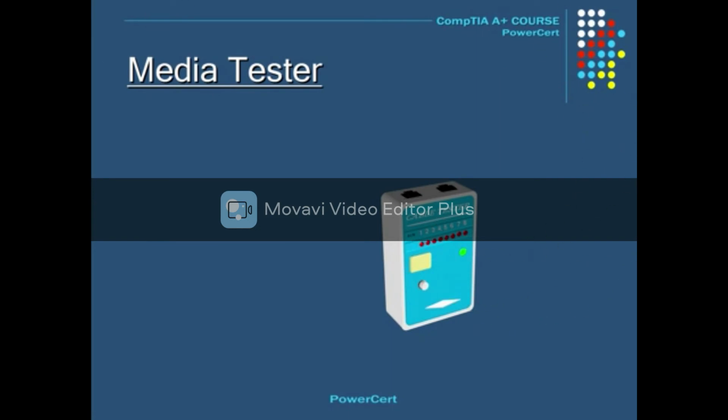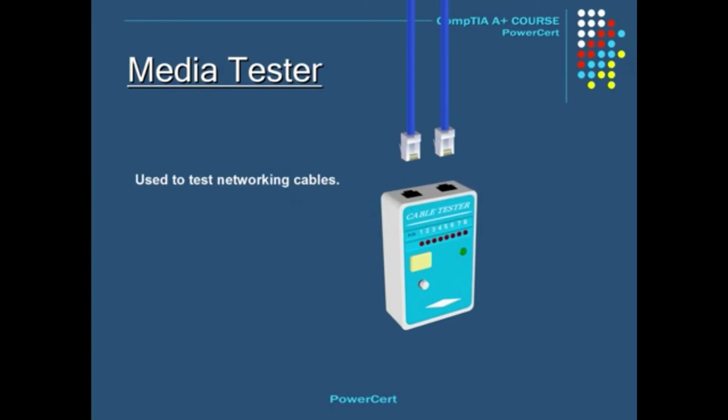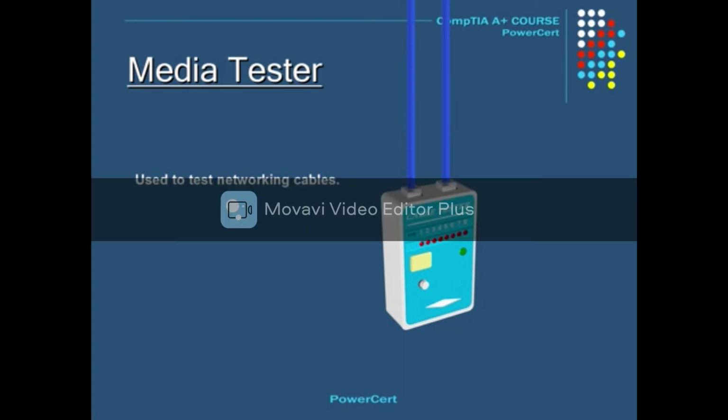Another network tool is the media tester. So after making a custom length cable using your wire crimper, it's a good idea to test the cable to make sure it's wired correctly. So you would just connect both ends of the cable in the tester, and then the tool will check the cable for you.